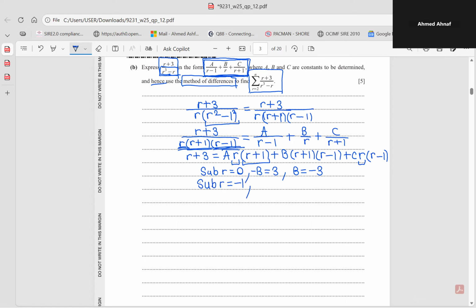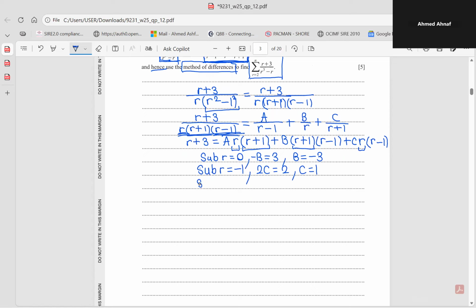Okay, so the a would be gone, b also, we have r plus 1, so we only have to deal with c. So c times negative 1, that's minus c. Negative 1 minus 1, that's negative 2. So minus c times negative 2, that is 2c. So this is going to be 2c equals negative 1 plus 3. So that's just 2. And then divide both sides by 2, you're just going to get c equals 1.